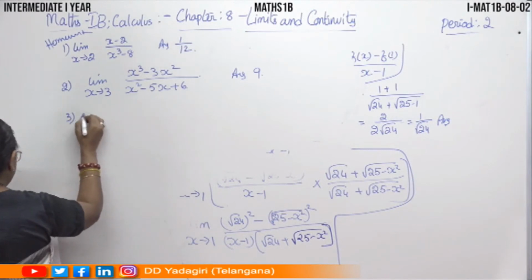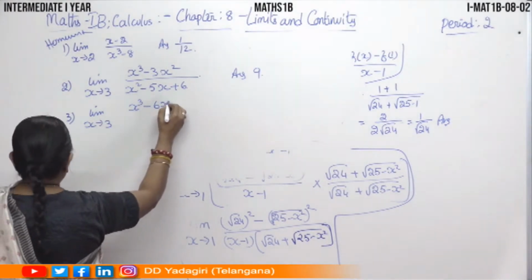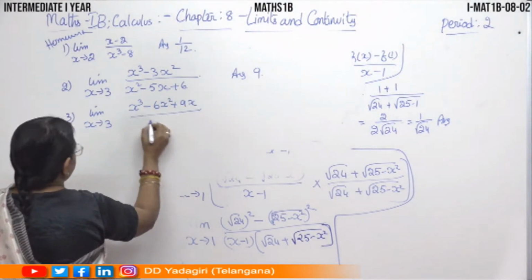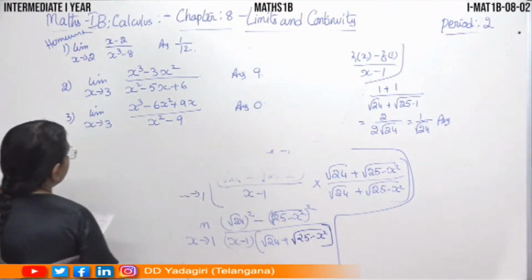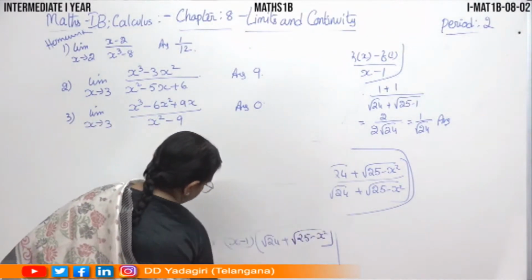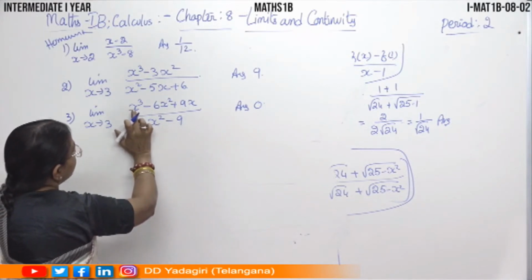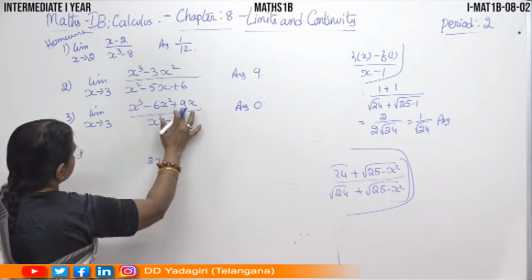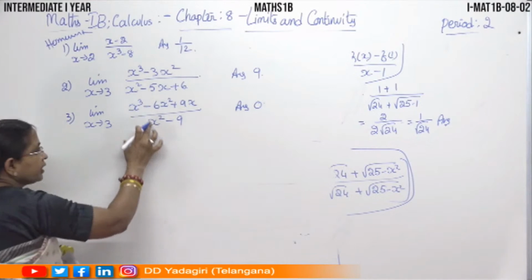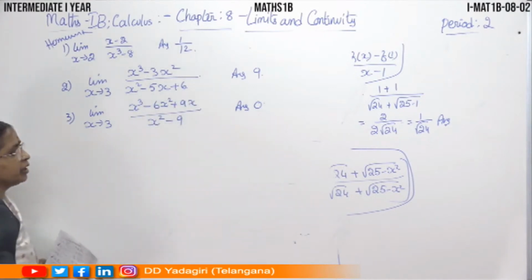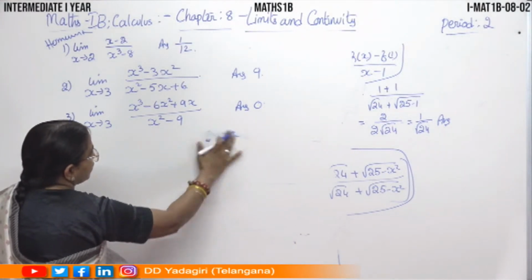So next problem, limit x tending to 3 of x cube minus 6x square plus 9x by x square minus 9. This is also indeterminate, but after simplification you will get, when you substitute, 9 minus 9 is 0, 27 minus 27, and then 0 by 0 form only. After cancelling you will get in the numerator 0, denominator you will get 6. 0 by 6 you will get. So 0 by 6 is 0. So like this you will get.